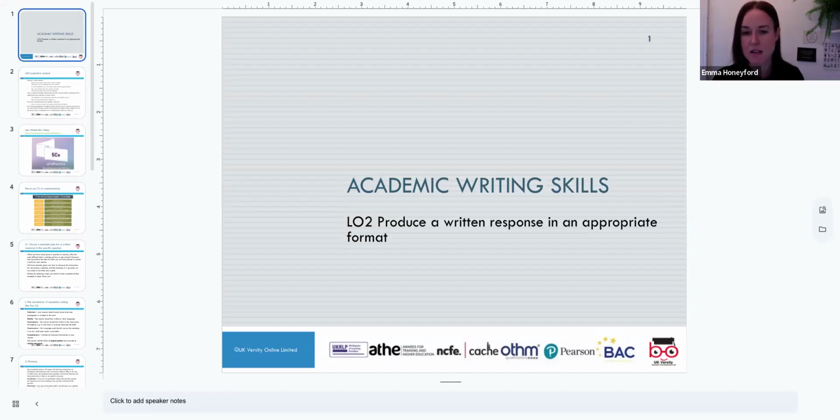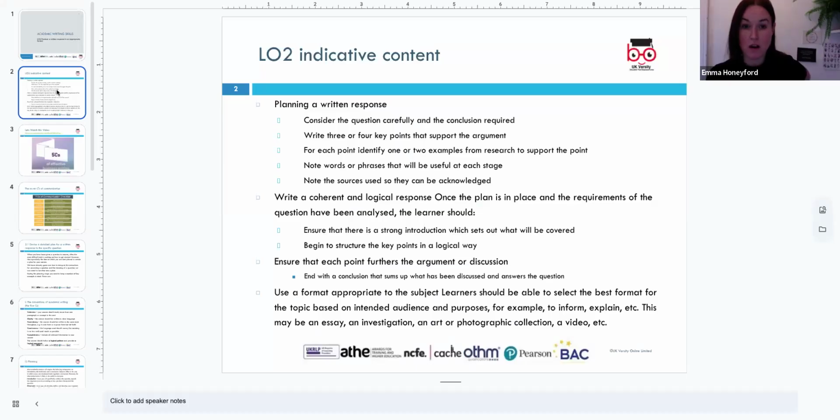So this is academic writing skills. This is learning outcome 2: to produce a written response in an appropriate format. Today will cover how to write an appropriate response and the format that you need to consider when you are doing an assignment.